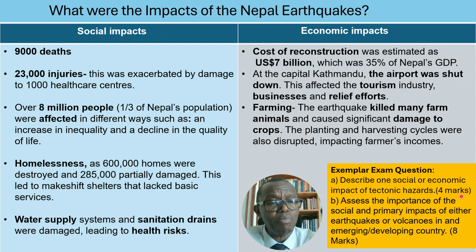Then over 8 million people, a third of Nepal's population were affected in different ways, such as an increase in inequality and a decline in the quality of life. Now, as you can imagine, the population is already poor.